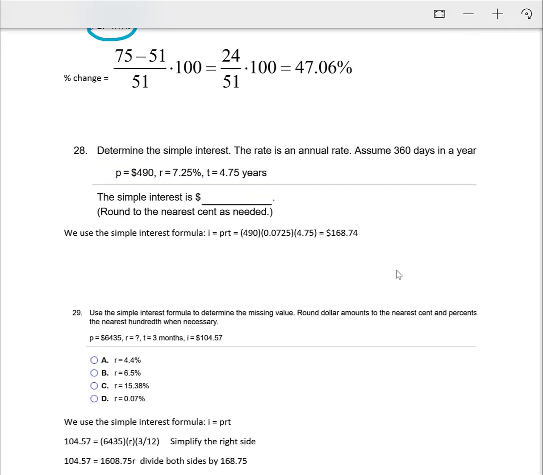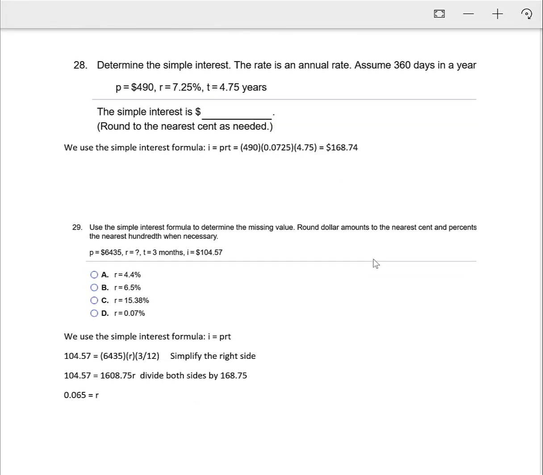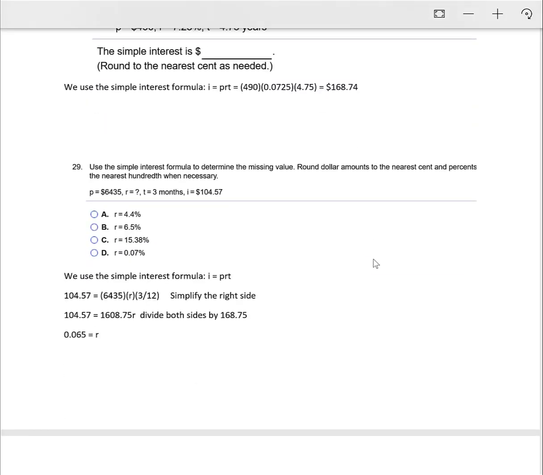This is a simple interest problem. So we've got principal is $490, interest rate is 7.25%, and the time is 4.75 years. And I put those into my simple interest formula, I equals PRT, and I come up with a simple interest of $168.74.